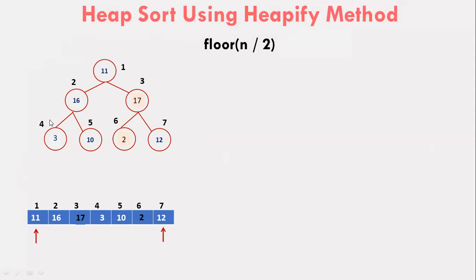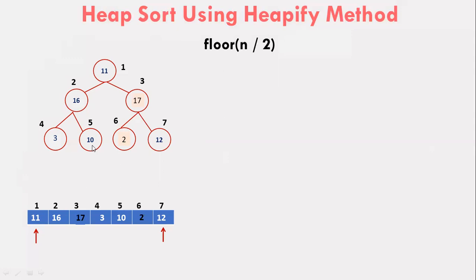So here out of 3 and 10, 10 is larger and 10 will be compared with 16. And 16 of course is greater than or equal to 10. So there is no need of swapping. So it satisfies the max heap property.